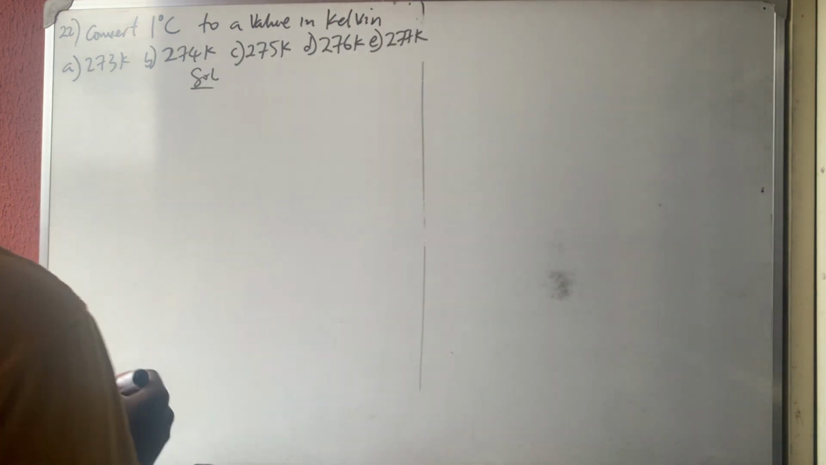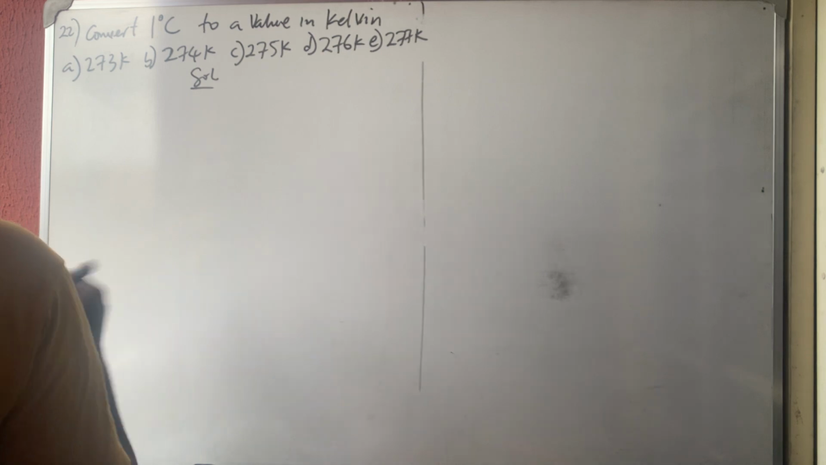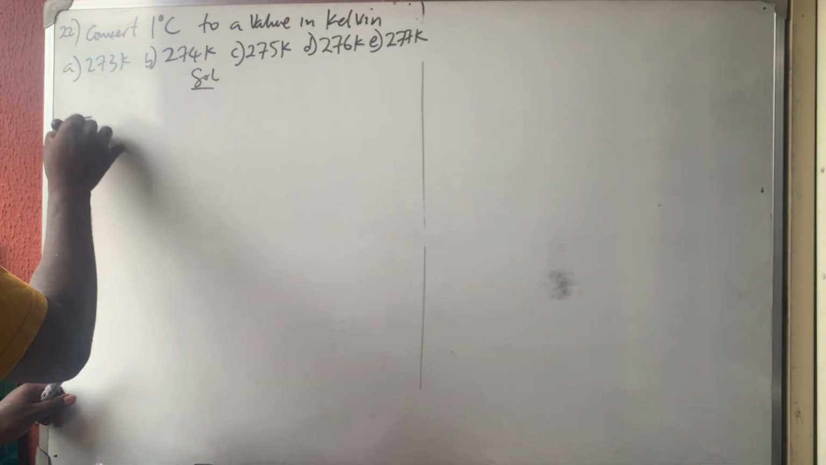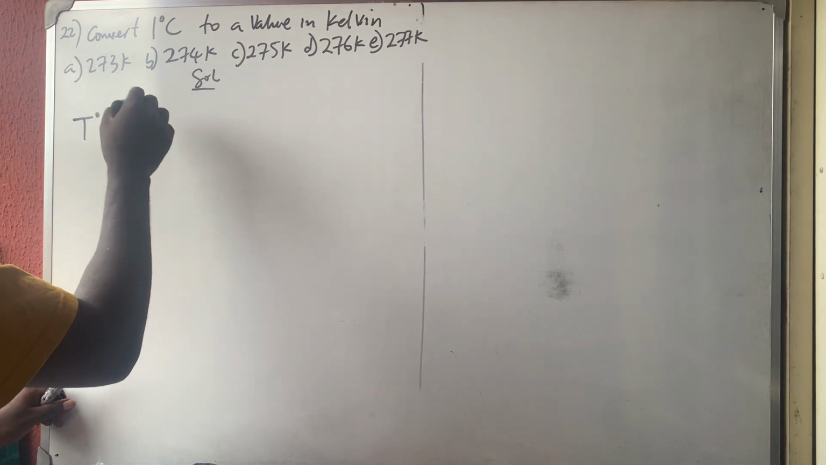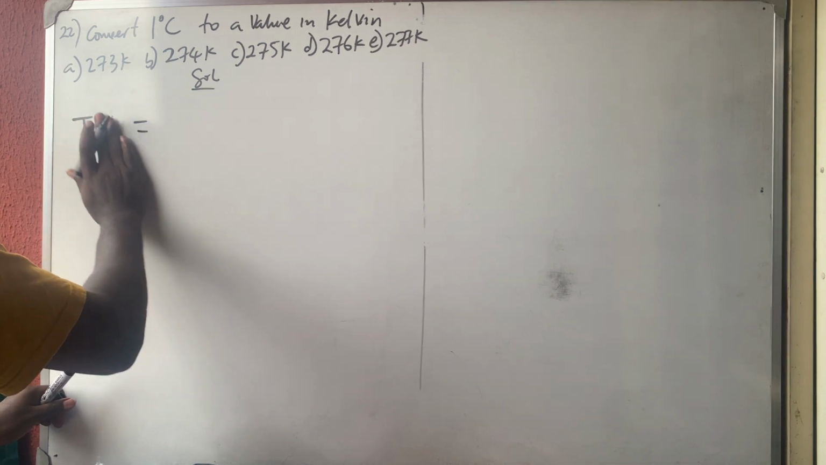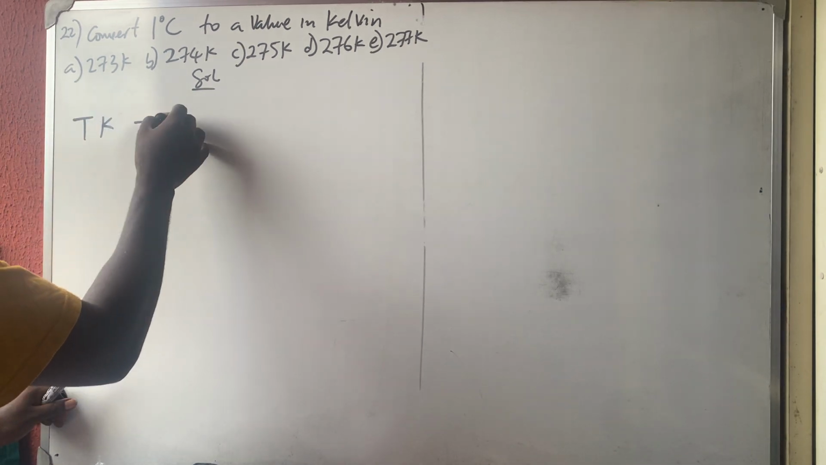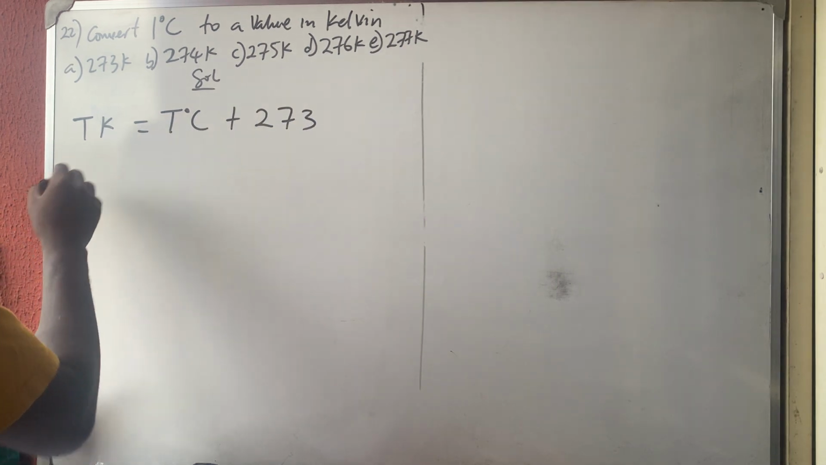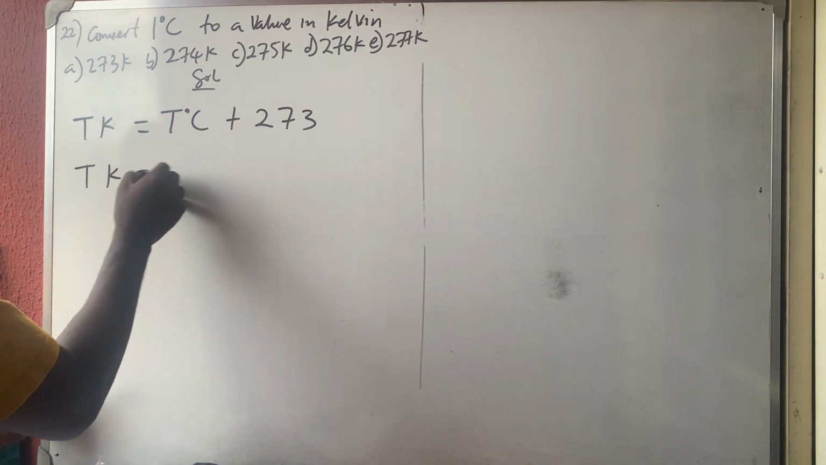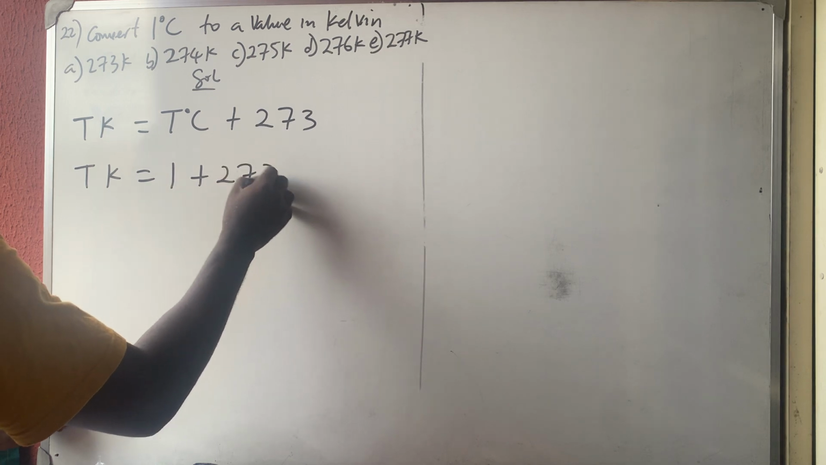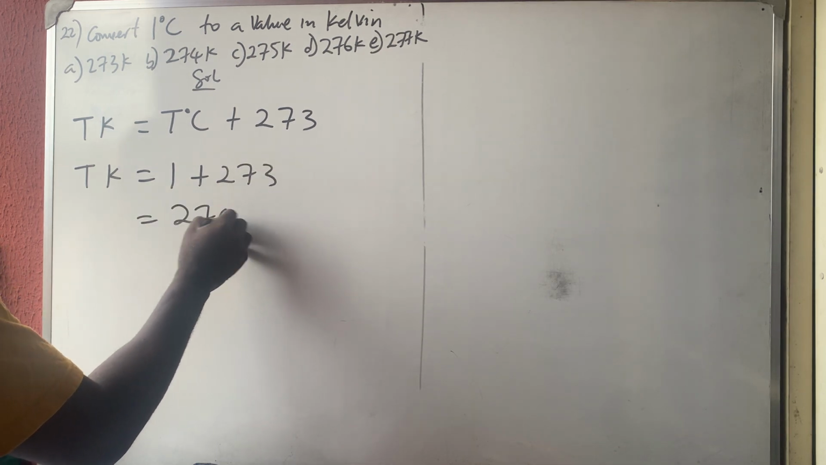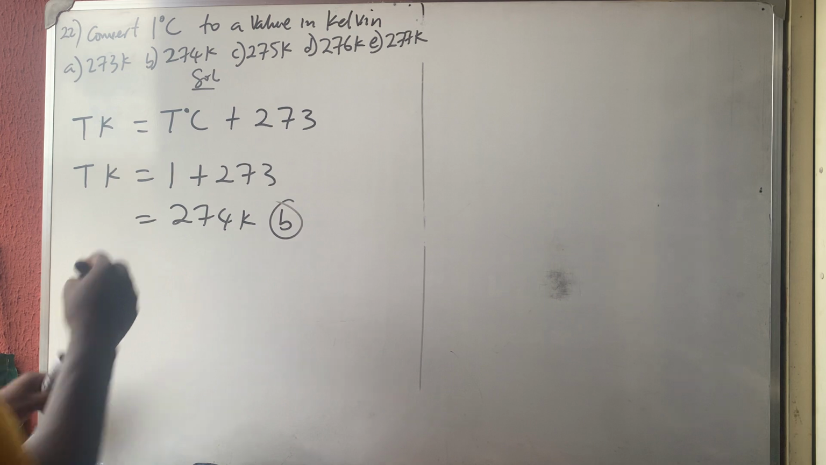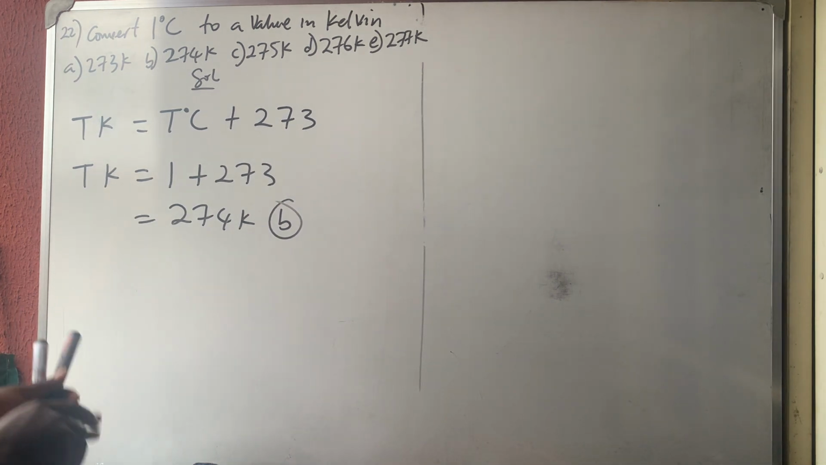Solution. Okay. I know that temperature in Kelvin is same thing as what? Temperature in degrees Celsius plus what? 273. So therefore, temperature in Kelvin is equal to 1 plus 273, which give you what? 274 Kelvin. Option B is correct.